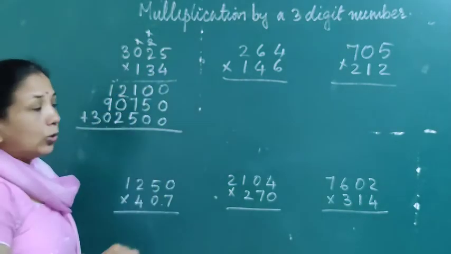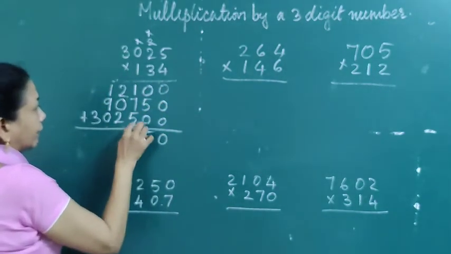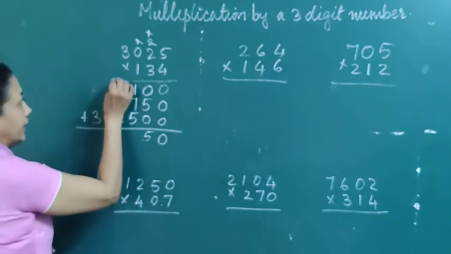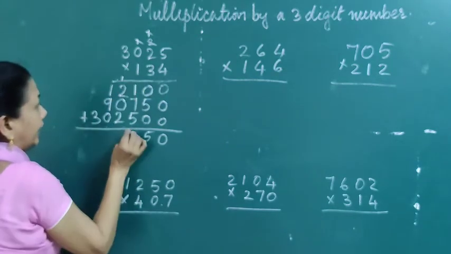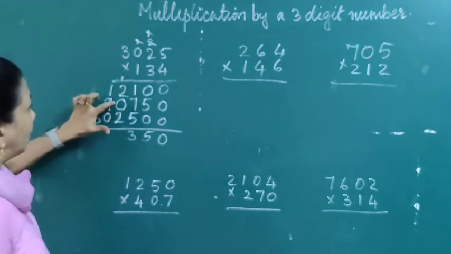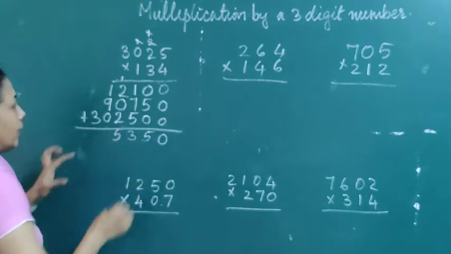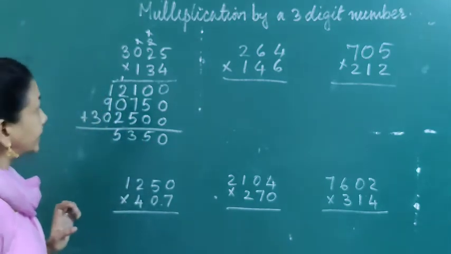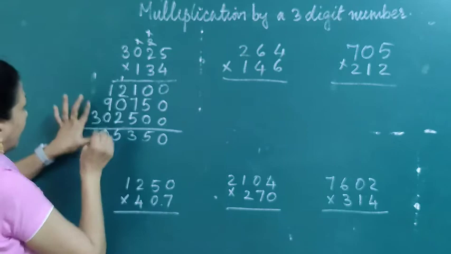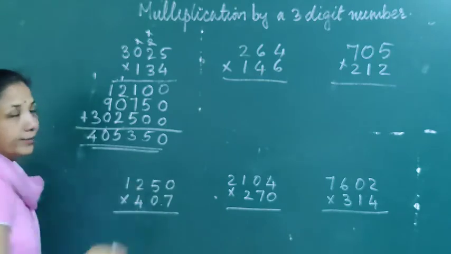0 plus 0 plus 0, 0. 0 plus 5 plus 0, 5. Then 5 plus 7 plus 1. 5 plus 7, 12. 12 plus 1, 13. 13, then 1 carry 3. We can't write 2 digits here, so 1 will be carry. Then 2 plus 0 plus 2 plus 1. 2 plus 2, 4 plus 1, 5. Now 0 plus 9 plus 1. 9 plus 1 is 10. So 1 carry 0. Then 1 carry means above 3. So 3 plus 1, 4. So you are getting this answer.